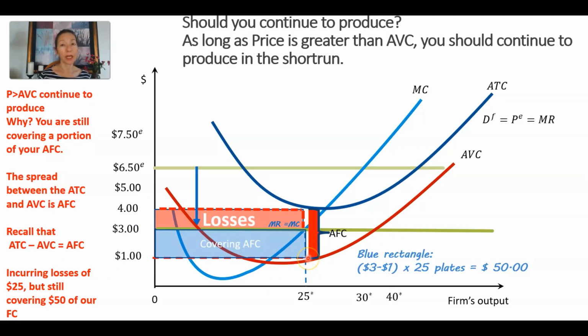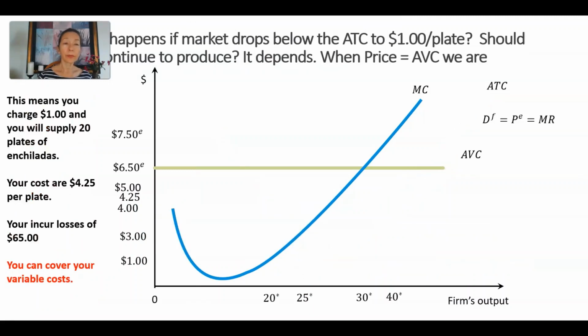In accounting, I believe they call this the contribution margin. So then this blue rectangle becomes the amount of revenue that we are bringing in that will go to cover our fixed cost. Now, the next question is, what happens if the market price drops below the average total cost curve and is right at $1 a plate? Should we continue to produce? So we'll introduce our curves again.